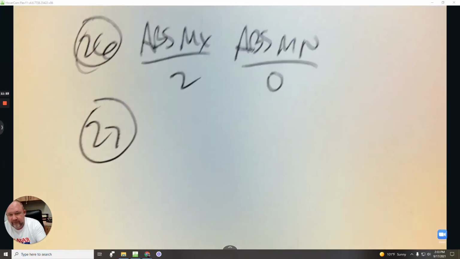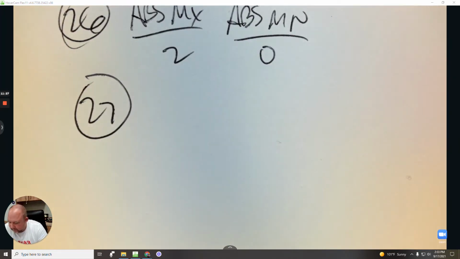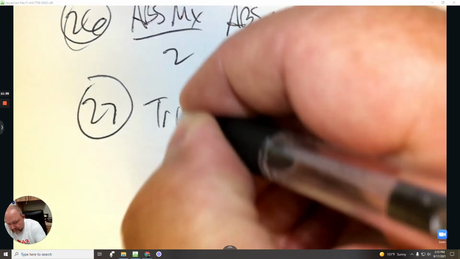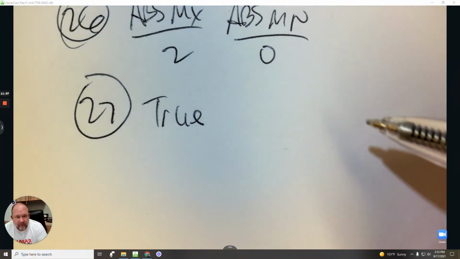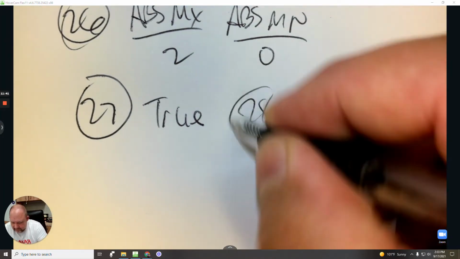Number 27, true or false? It's a 50-50 guess, right? The minimum of a function on a closed interval can occur at 2 different places. It's true. There could be a tie, right? So it could occur at 2 different places, and it's fine.